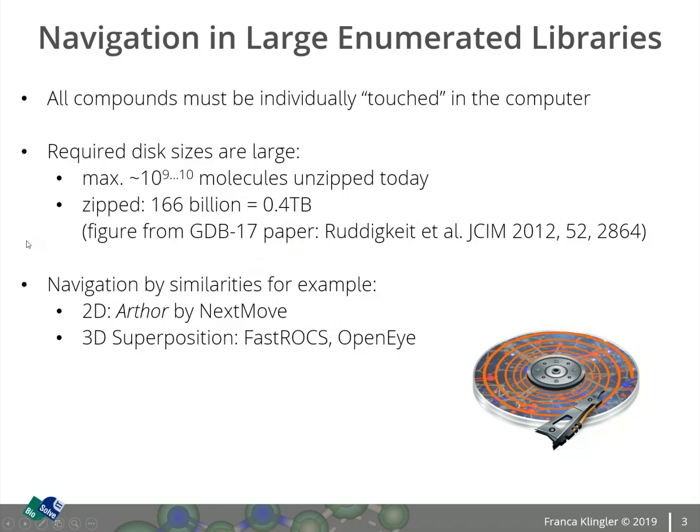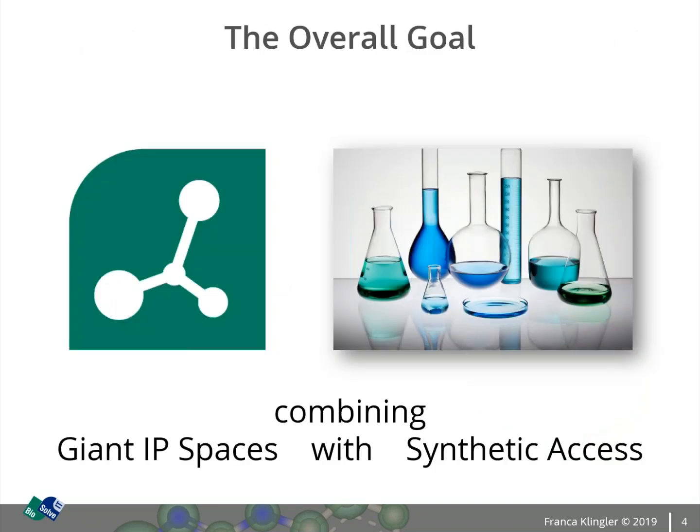And there are quite good methods to search in those conventional databases, like in 2D, the Arthor algorithm from NextMove, or when you want to do 3D, it's FastROCS from OpenEye. There are currently quite good methods to do that. But even if you ask Roger Sayle, the owner of NextMove, what do you do when you come over the billion? He says, I have to give up at the moment. He doesn't know how to handle this. So how is our approach different from this?